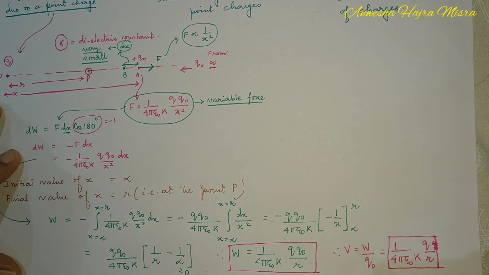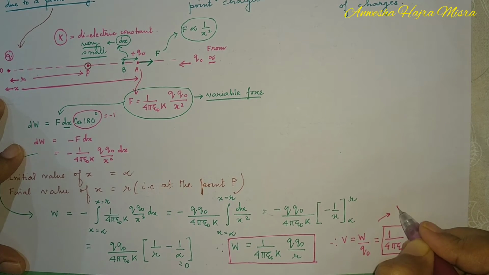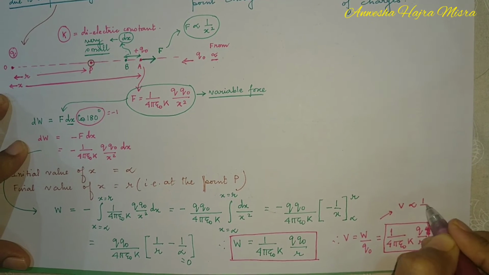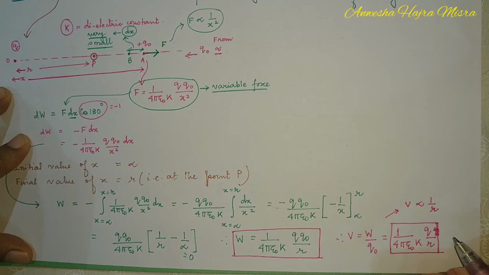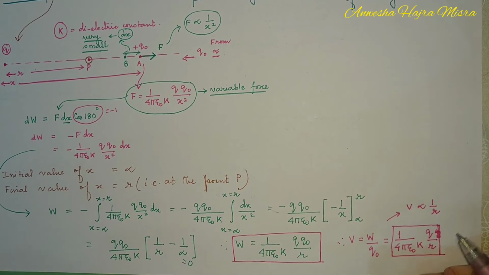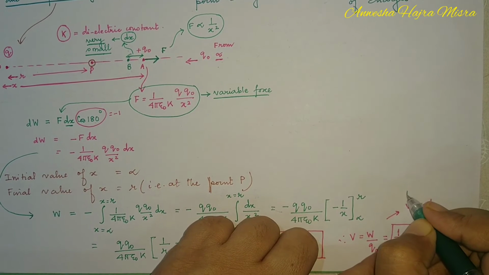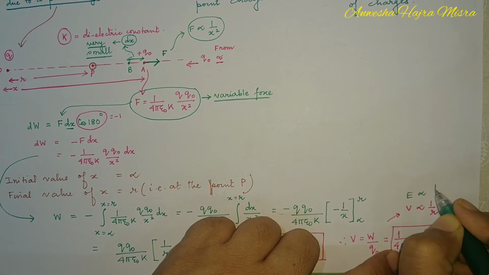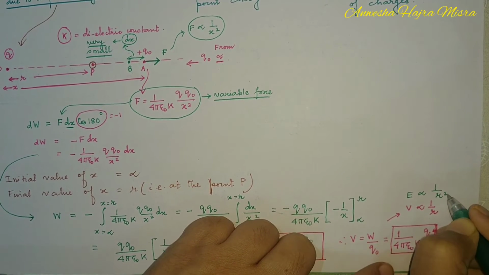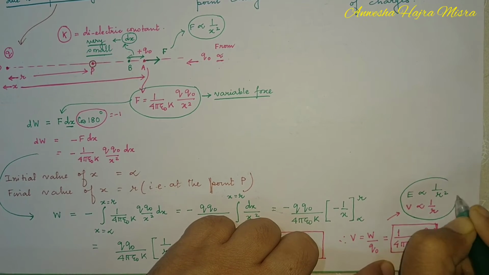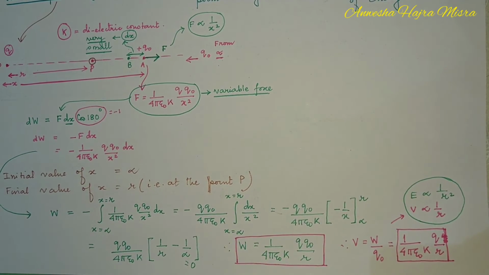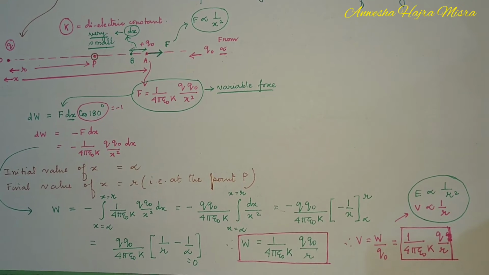Now from here we see potential is inversely proportional to r for a point charge. For a point charge, what was my intensity? Intensity varies as 1 by r square. See the difference. For intensity, you have another r in the denominator.